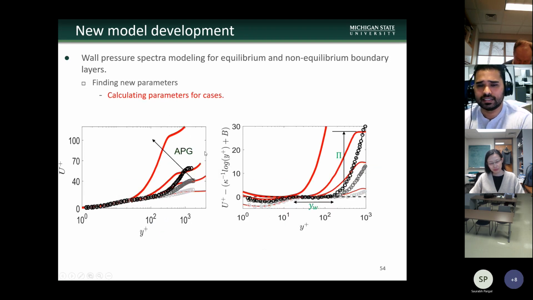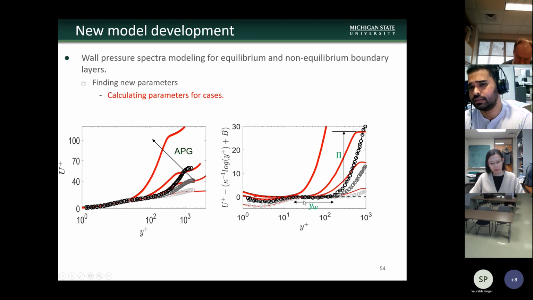Now, as reflected here, we calculated these parameters for the cases, so Coles and Y_W, with the increase in adverse pressure gradient. These are the DNS and experimental data sets for some of the cases which we have. As you keep increasing adverse pressure gradient, the wake content increases, which is reflected by the Coles parameter, and the logarithmic part depletes with APG, right?